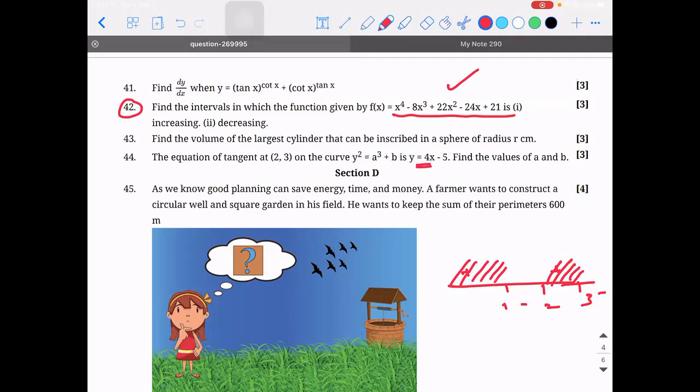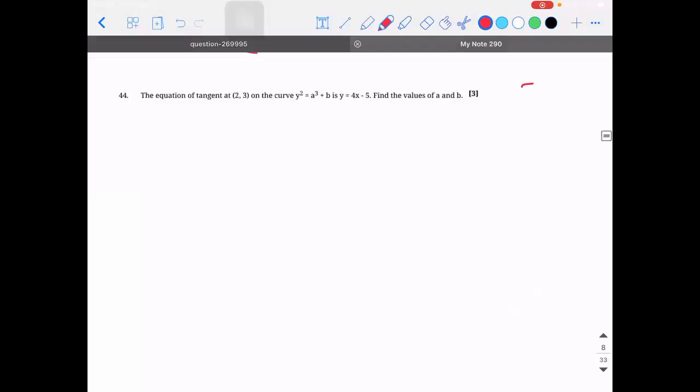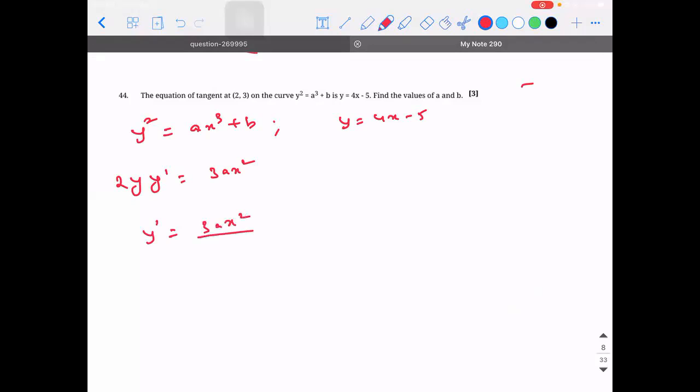I think it is x cube plus ax cube plus b. ax cube plus b. We can try with that. So y square is equal to ax cube plus b. The equation of tangent is y is equal to 4x minus 5. So 2y into y dash is equal to 3ax square. So y dash is equal to 3ax square divided by 2y.